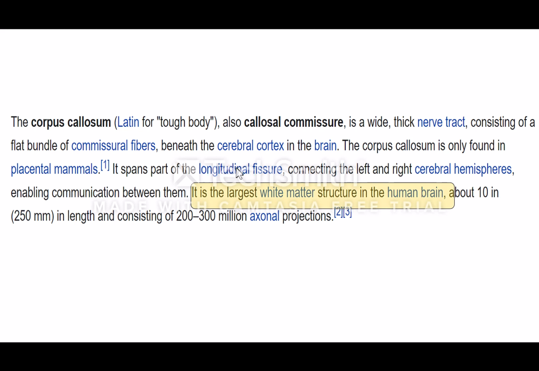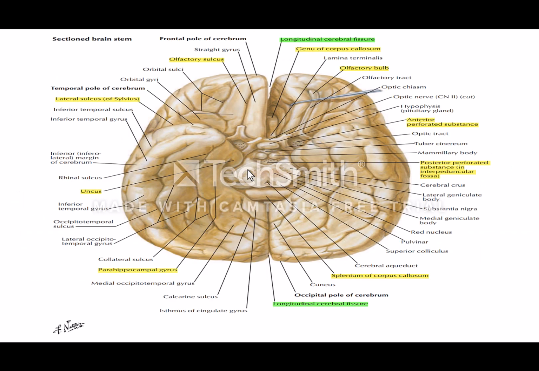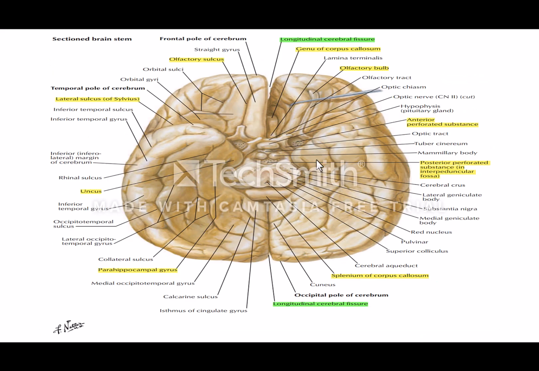We saw longitudinal fissure. We'll see what longitudinal fissure is and where it exists. Let me just show that now. So the longitudinal fissure, cerebral fissure, is that space between the right and left. That groove that exists between the right and left cerebral hemispheres is the longitudinal cerebral fissure. So you have it anteriorly and posteriorly.